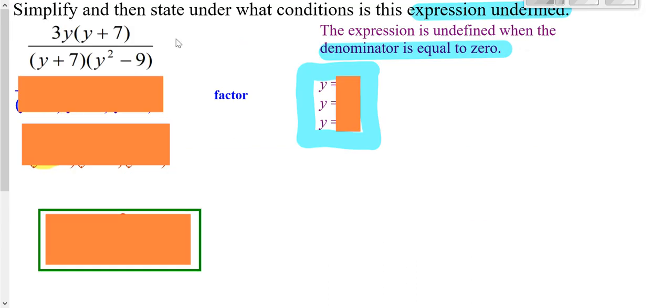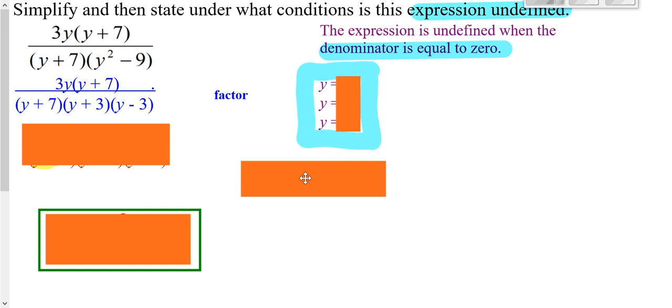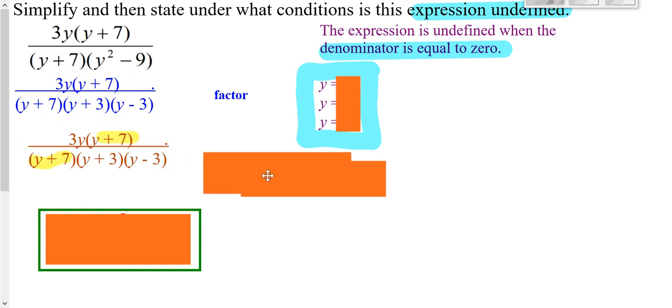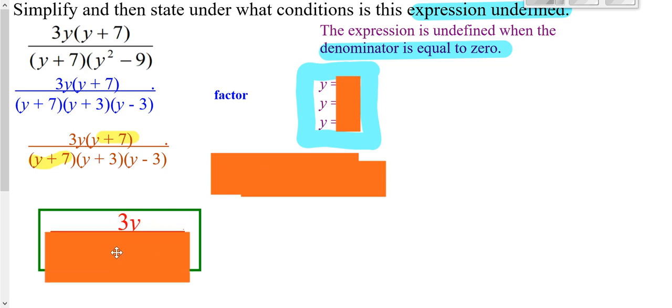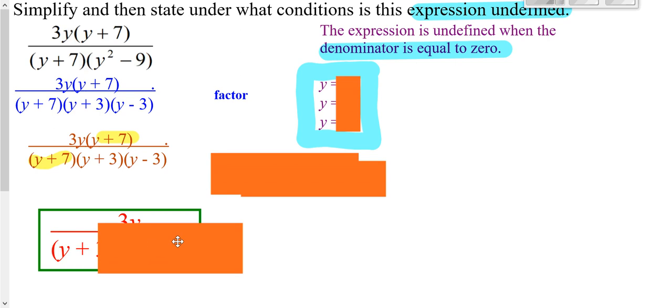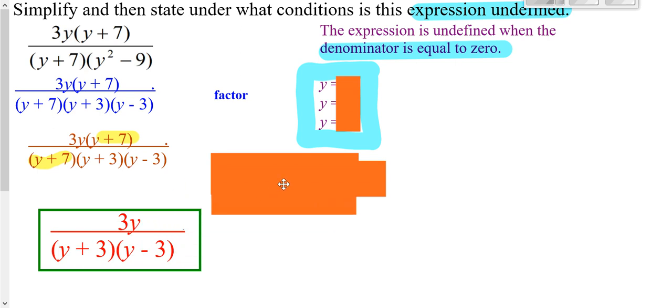So here we need to simplify this and then state where it's undefined. To simplify this, we want to factor the top and the bottom. The top's already factored, but this is a difference of squares, so you can factor that. Now you can cross out things that are the same top and bottom. You'll notice there's a y plus 7 and a y plus 7, both multiplied on the top and the bottom. In other words, that's a special form of 1. You cross those out, you write what's left. It's only a 3y on top. On the bottom, it's your two parentheses of y plus 3 and y minus 3.